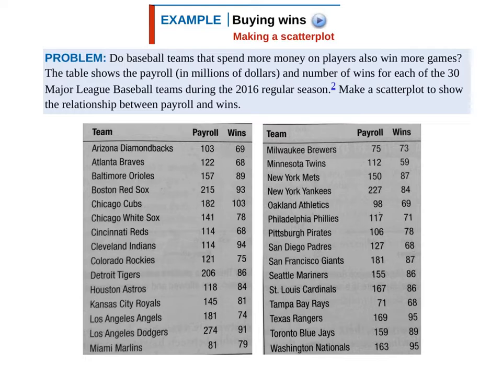All right, we've got a baseball example for you here. Less intriguing than diamonds in the SAT, but so the problem says, do baseball teams that spend more money on players also win more games? The table shows the payroll in millions of dollars and number of wins for each of the 30 MLB teams during the 2016 regular season.